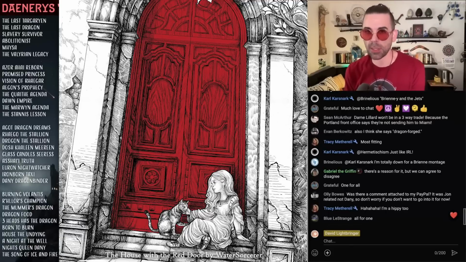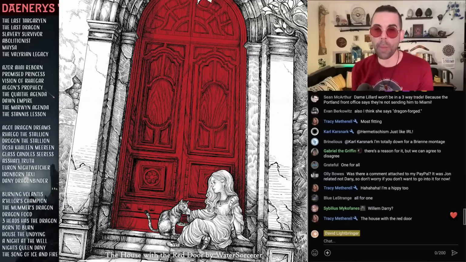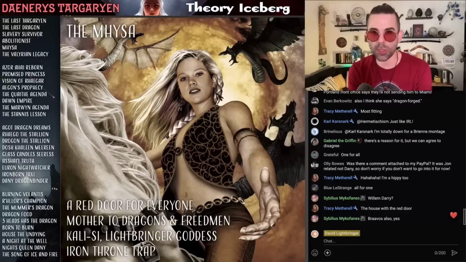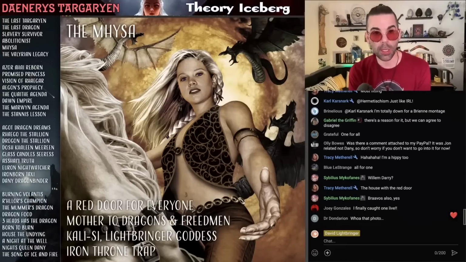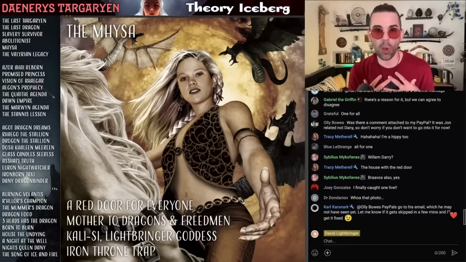Dany, as basically an orphan and someone who's on the run, is always longing for home and safety, and she doesn't have it. And so what happens is she kind of gives up on the idea of finding the house with the red door, and instead what she's doing is creating home and safety for all of her people. And in that way, she is fulfilling her need for home and safety.